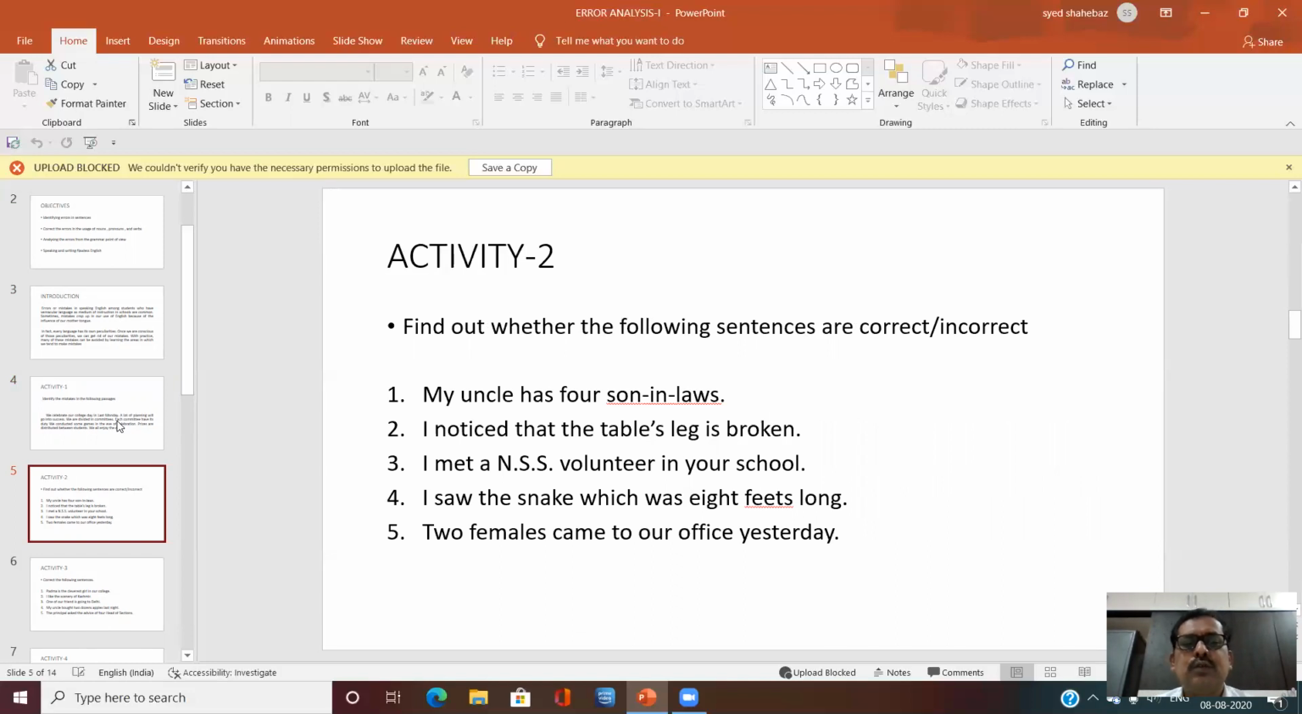In activity 2, five sentences with mistakes are given. We have to correct them. My uncle has 4 sons-in-law. I noticed that the table's leg was broken. I met an NSS volunteer in your school. I saw the snake which was 8 feet long. Two women came to our office.